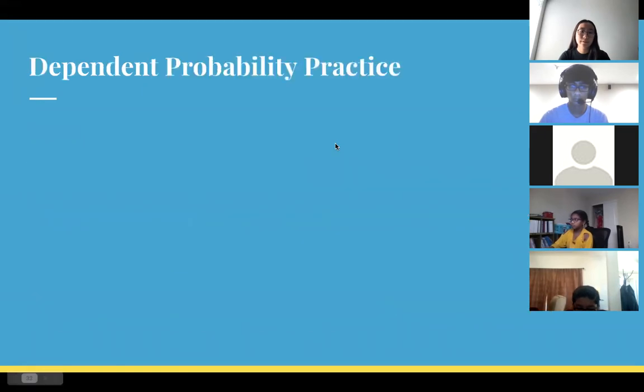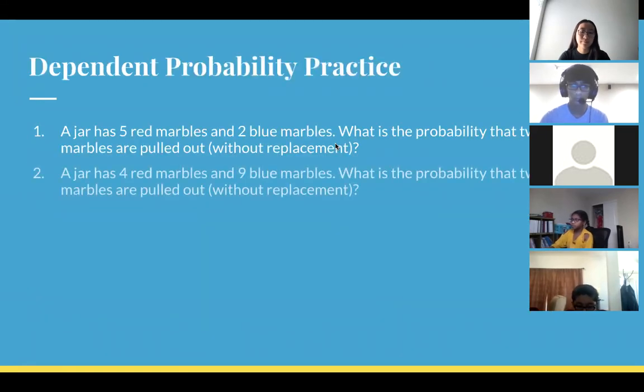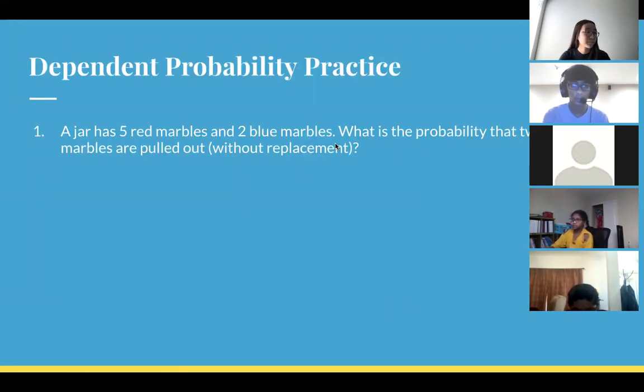Okay, so let's do some more practice problems. A jar has 5 red marbles and 2 blue marbles. What is the probability that the 2 blue marbles are pulled out without replacement?